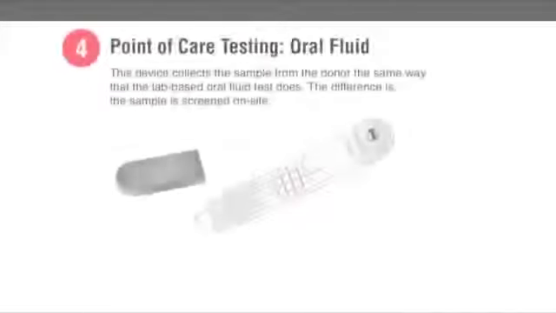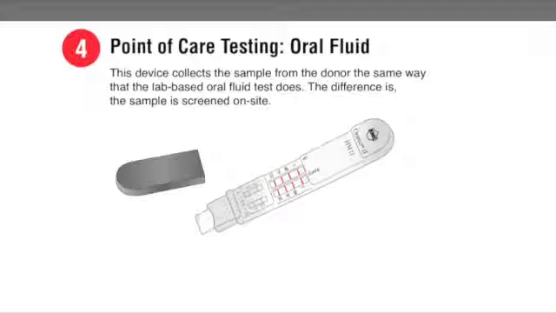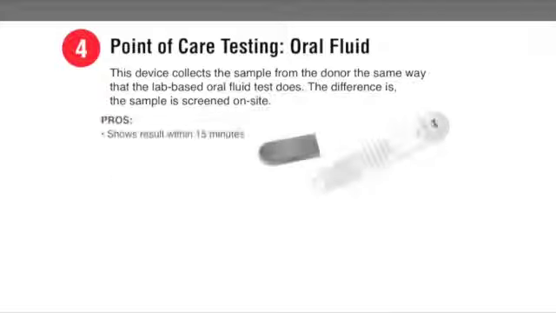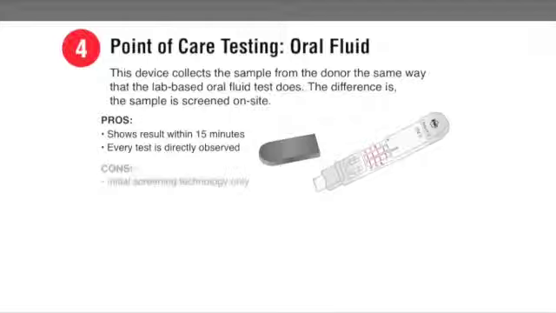With oral fluid point-of-care testing, the sample is collected the same way as the lab-based oral fluid tests, but using a device capable of immediate screening on site. The test shows the screening result within 15 minutes of the collection, and every test is directly observed, so there is less risk of adulteration. The disadvantage is that the POCT test is an initial screening technology only, and in itself is not as accurate as initial screening technology used for lab-based testing.